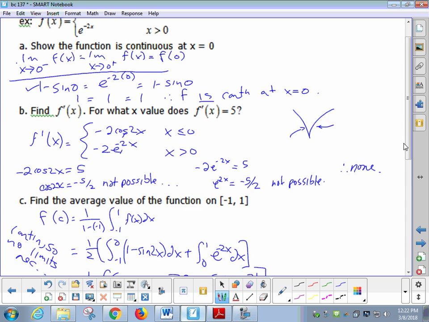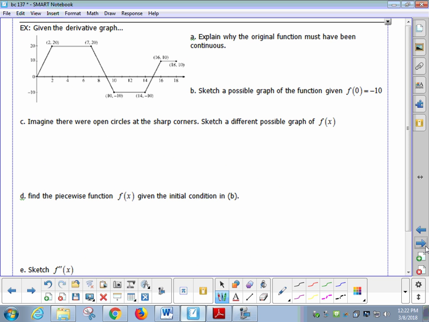All right. Let's go to the backside. The old score problem, which I know this is going to give you, but I'm kind of looking at this at a different angle. So here we go. You have this piecewise graph. So this is the derivative. Let's call it f prime, although I think originally it was a velocity graph. We'll just look at this as some basic derivative. All right? Tell me, why must the original function have been continuous?